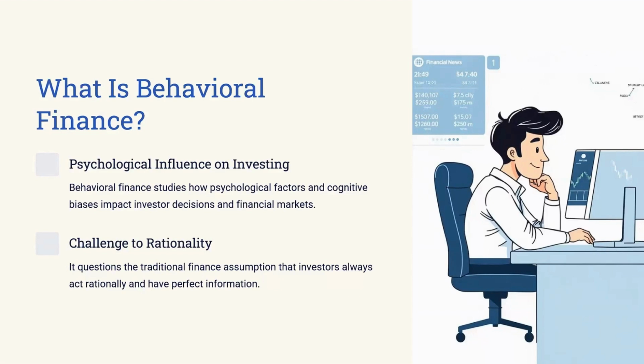It challenges the traditional finance assumption that investors always act rationally and have perfect information. Classical finance models often assume perfect information processing and logical utility maximization. Behavioral finance, by contrast, demonstrates that emotional responses, mental shortcuts, and systematic errors in judgment are prevalent.